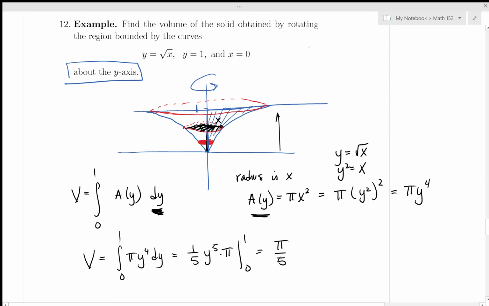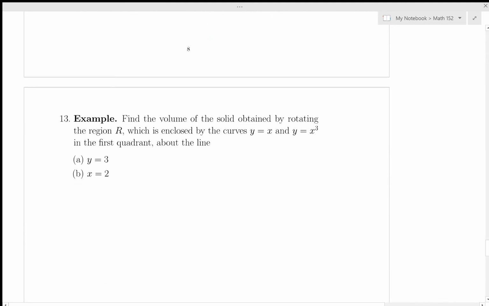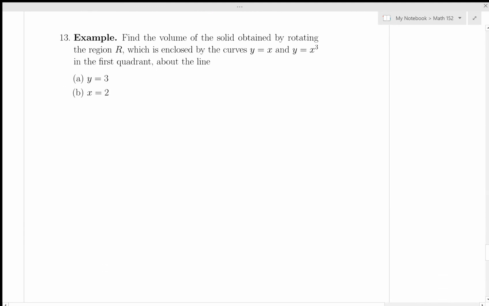Okay. So let us take a slightly more complicated example now. We'll take an example where we want to find the volume of the solid obtained by rotating the region R.